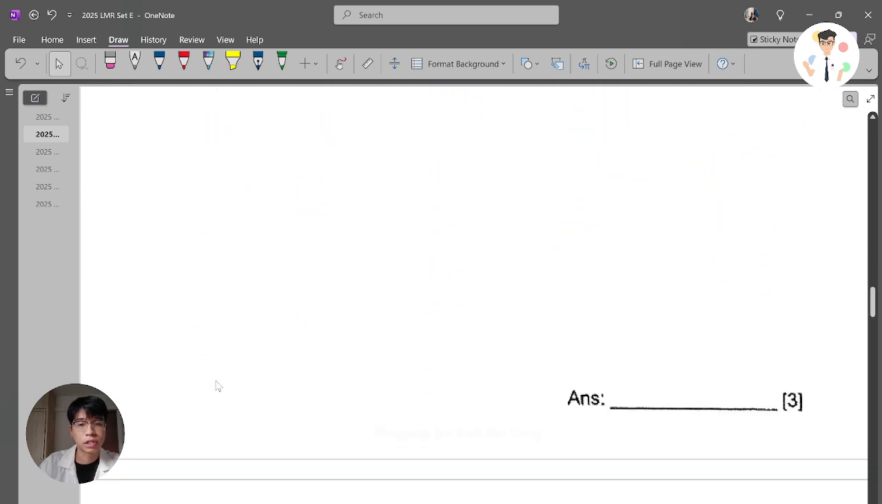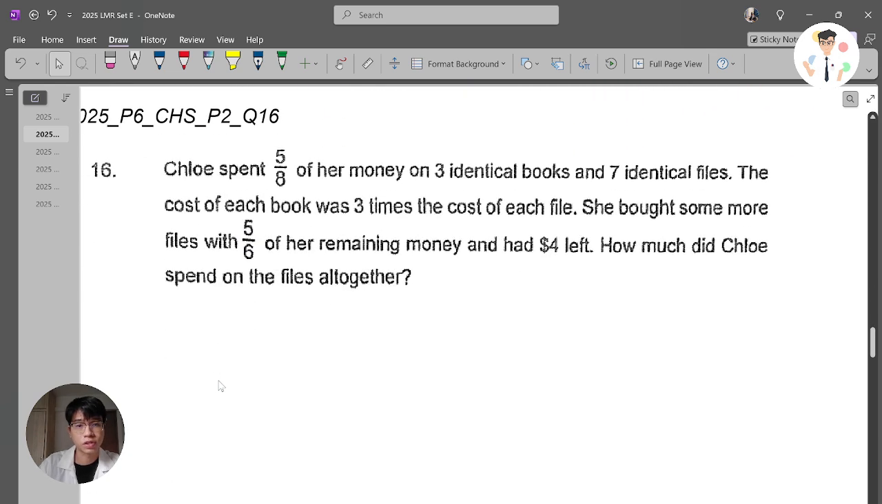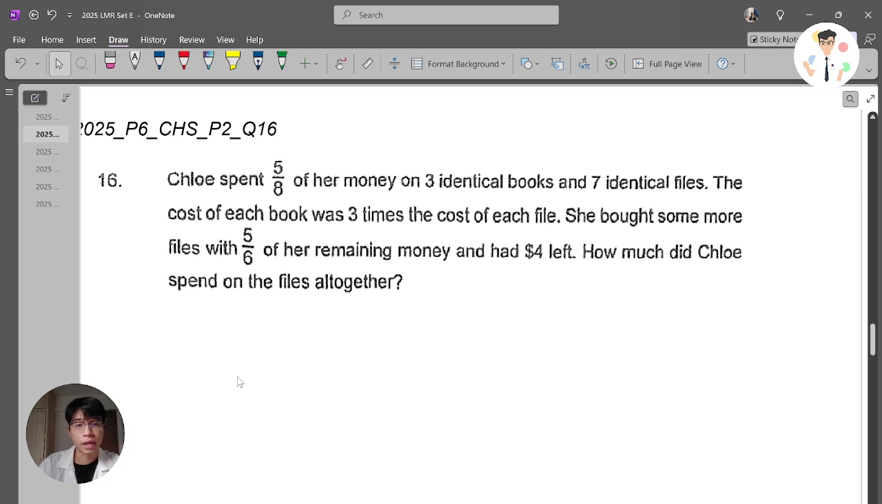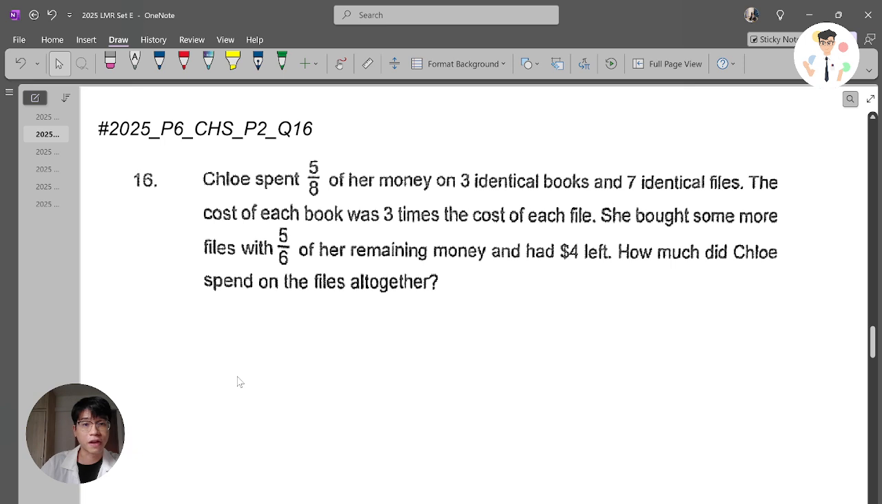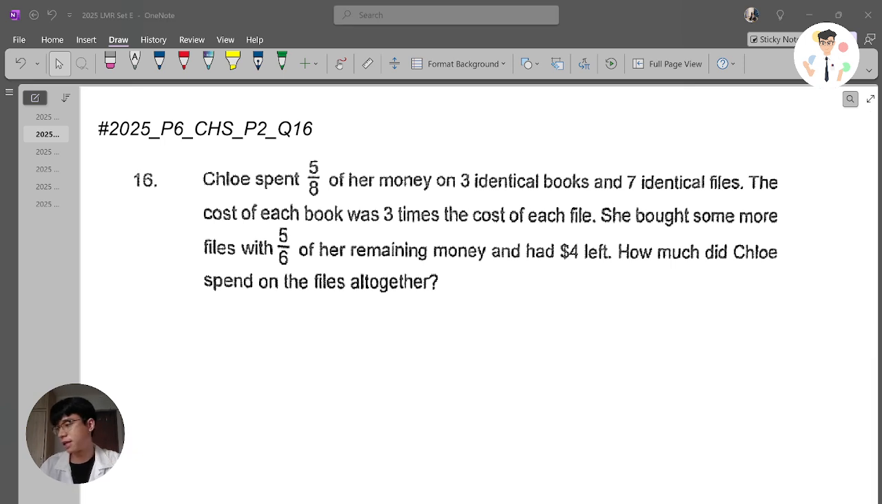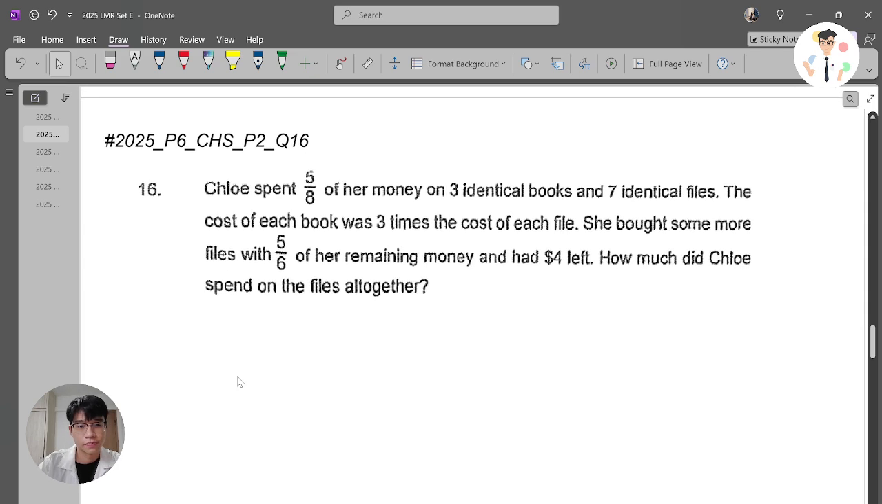And the next question is from paper 2, question 16. And this is actually a 5 marks question. Okay, I kind of like this question a bit. So let me just turn on the light. Okay, let's look at this question together.